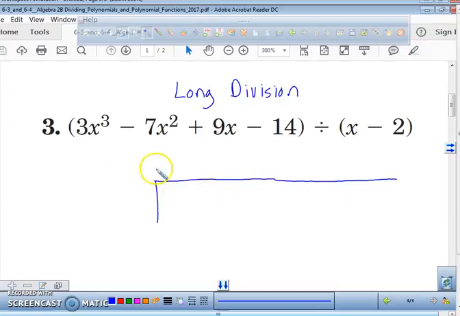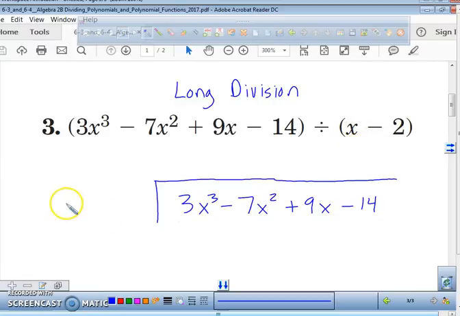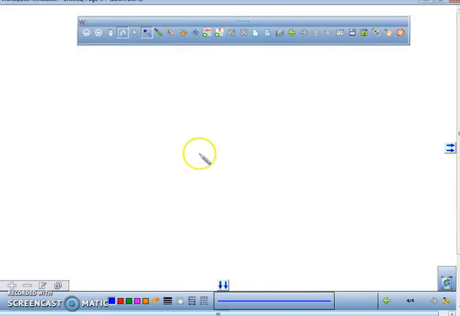All right, so right now, what I want you to do, put 3x cubed minus 7x squared plus 9x minus 14. This is called your dividend. Okay? All right? Our divisor is x minus 2. What we're looking for is our quotient. Now, maybe it's been a while since you've done long division, so we're just going to do a quick little long division example. Ready? Here we go. You don't have to write this down.